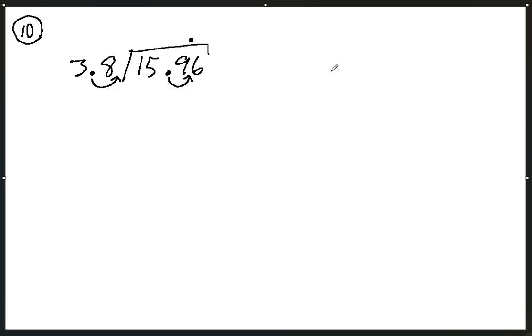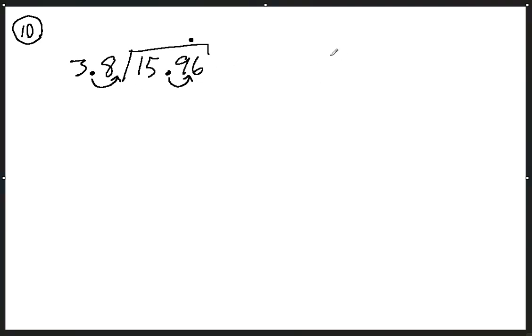Okay, so if you watched the previous video, I showed you how to divide these two numbers. They're exactly the same number, well, sort of, because these are decimals. So this is not 1,596. This is 15.96, and this is not 38. This is 3.8.